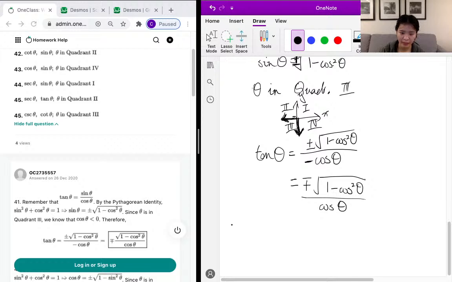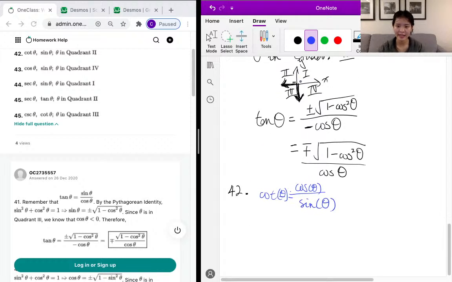And let's move on to our second problem. Our second problem asks us to find cotangent of theta in terms of sine of theta in quadrant number 2. We know that the cotangent function is 1 over the tangent function, which is also cos of theta over sine of theta. This is our cotangent function.